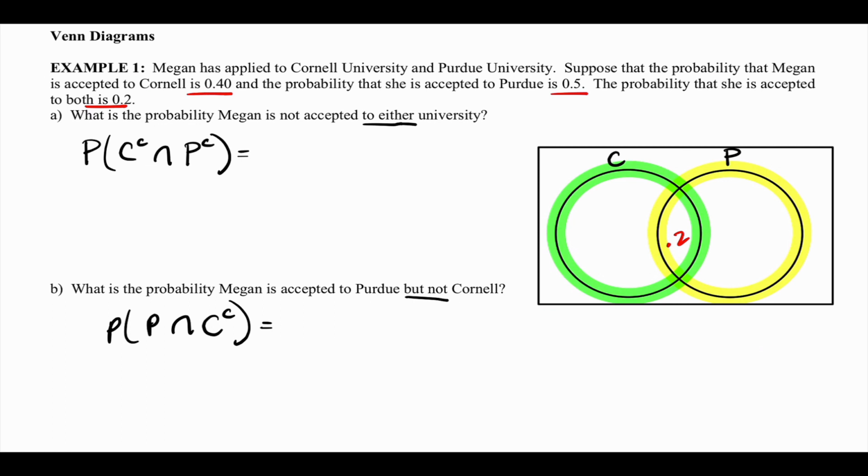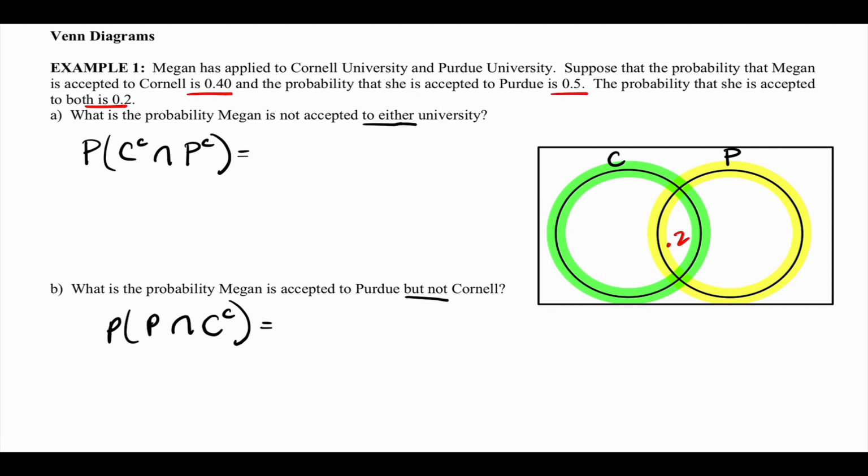The first one says probability Megan is not accepted to either. So she can't get into Cornell and she can't get into Purdue. It's not one or the other. It's not both. That's an and. So I have to fill out the green, or in both. The probability she gets accepted to both is 20%, 0.20. So that's why I put it in the middle. How many total have to be in the green circle?